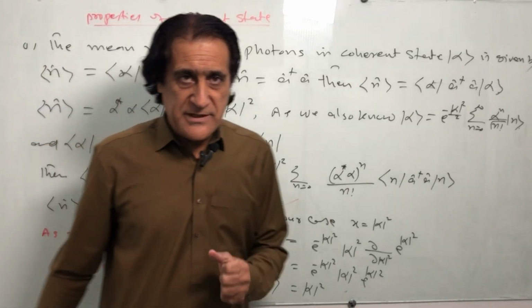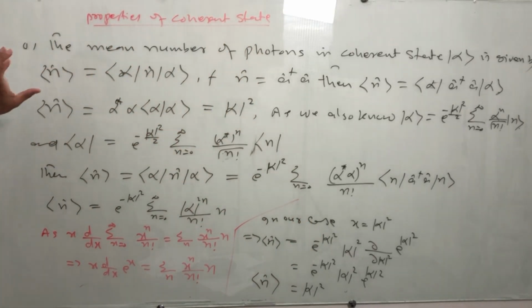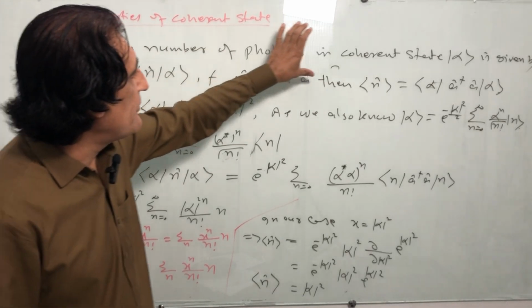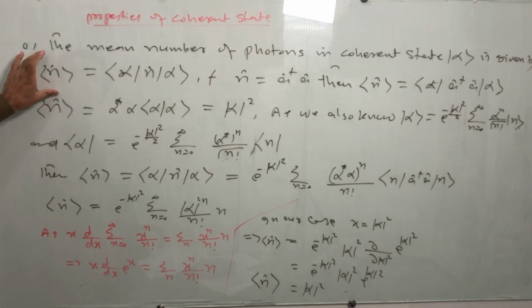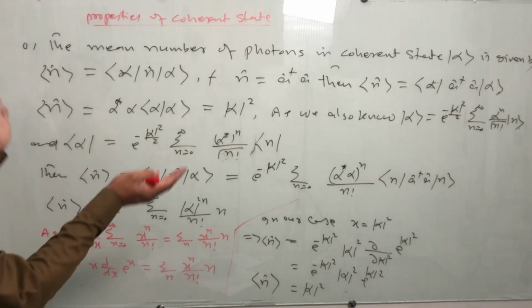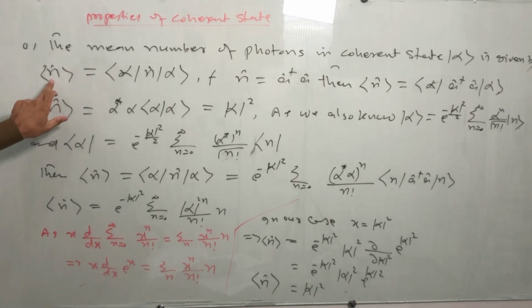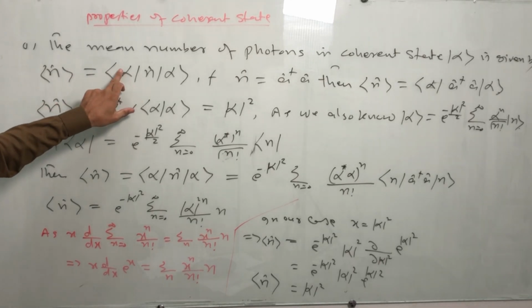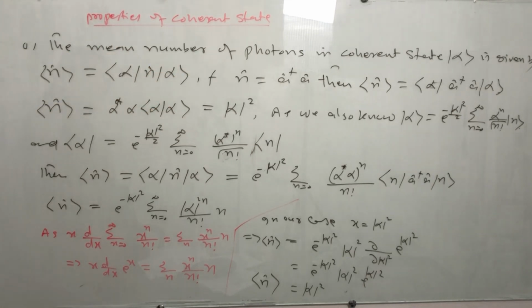Okay, there are some properties of coherent states. The first property is the mean number of photons in coherent state alpha. This is the average number of photons in the coherent state, which is equal to ⟨α|n|α⟩.